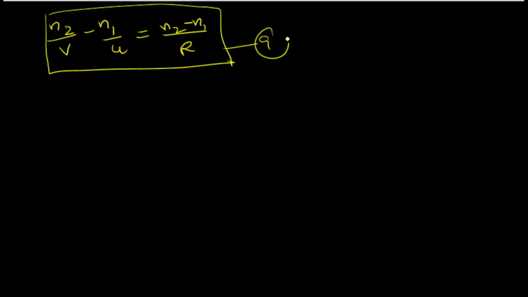This is the equation used to find the relation between the image distance, object distance, radius of curvature, the refractive index of the second medium and the refractive index of the first medium. This gives the relation between all these physical quantities. This equation is known as the equation for curved surfaces.